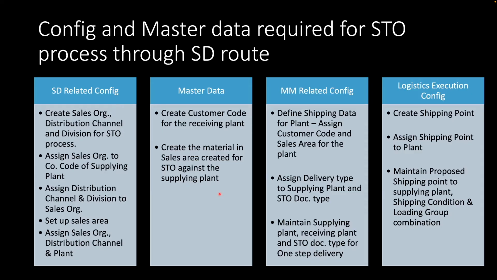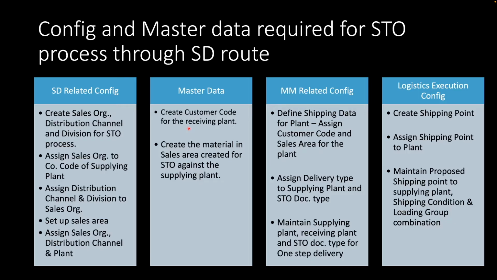Now who is the customer in this scenario? The receiving plant is the customer. So what you have to do is, you have to first create a customer code for the receiving plant, and then you have to create the material or extend the material in the sales area that you just created here. So you have a sales area for the supplying plant. The material has to be extended in that particular sales area. So these two master data, that is the customer code for the receiving plant and the material master extended in the sales area of the supplying plant, is the requirement to create this kind of a stock transport order.